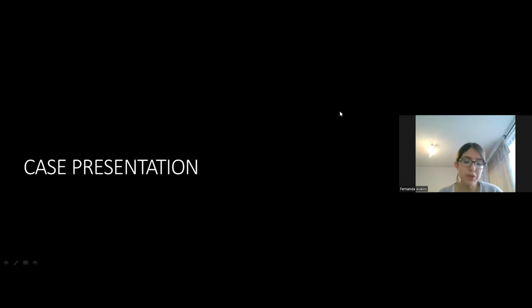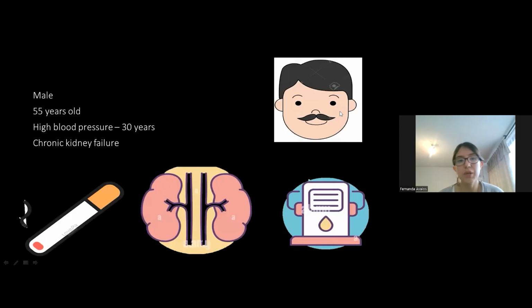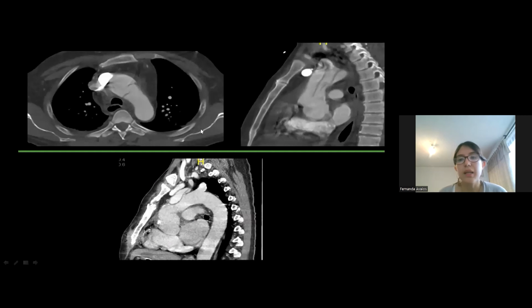Finally, I want to share a case with you. It's not an abdominal aneurysm, but it was really interesting. We have a 55-year-old male patient who had high blood pressure for the past 30 years and has chronic kidney failure. In these two upper images, we have a dissection of the ascending aorta. The patient underwent an open repair.